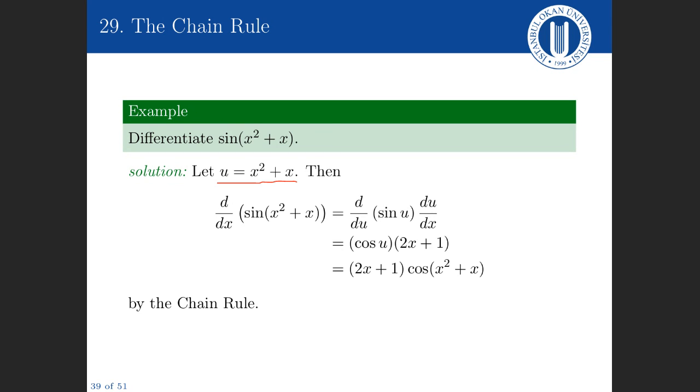We can use the chain rule to see that this is the same as d sine u du multiplied by du dx. Again, we could just pretend that du cancels with du, and we end up with d sine u on top and dx on the bottom. It's not what it really means, but we can imagine that it means this. We go through the calculation and we end up with 2x plus 1 multiplied by cos of x squared plus x. And again, because we've used the chain rule, we must write "by the chain rule" in our answer.